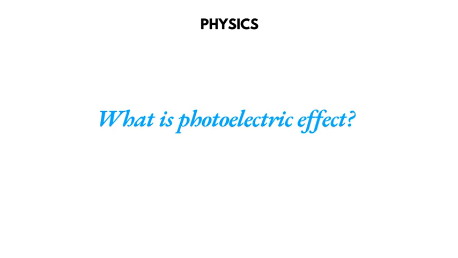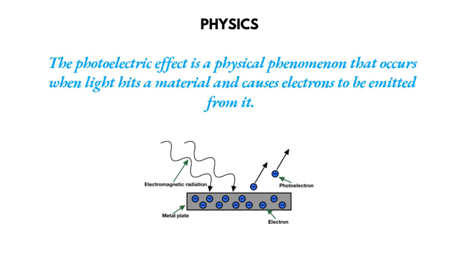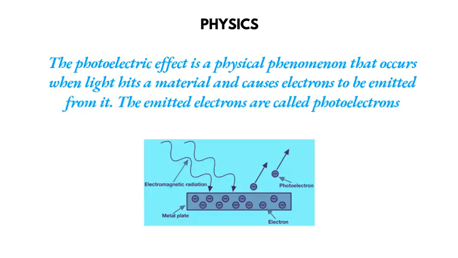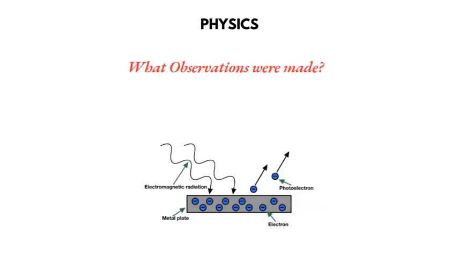Then what is the photoelectric effect in a nutshell? The photoelectric effect is a physical phenomenon. When light is flashed on a material, it causes electrons to be emitted out of it. The electrons that are emitted are called photoelectrons. What are the observations made during research on the photoelectric effect?